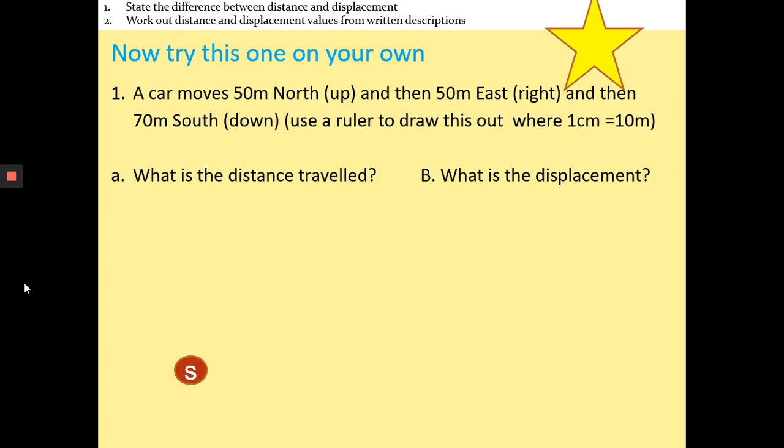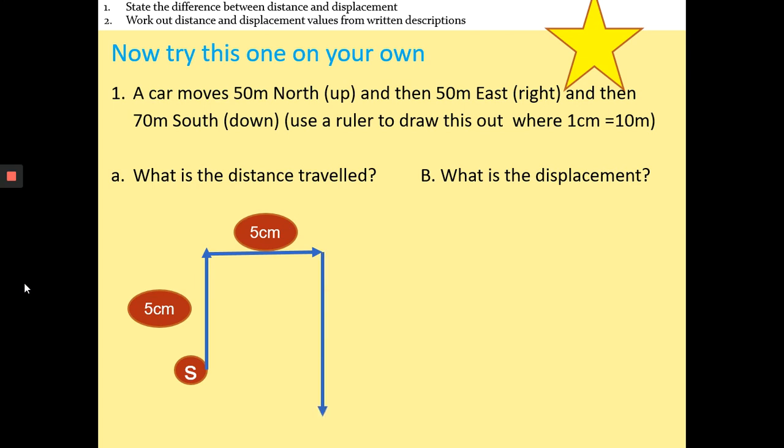So how did you get on? So my little start points just appeared on the screen there. I'm going to draw a 5 centimeter line up for my north direction. I'm going to do a 5 centimeter easterly, so that's right. And then I'm going to draw a 7 centimeter line south down my page.